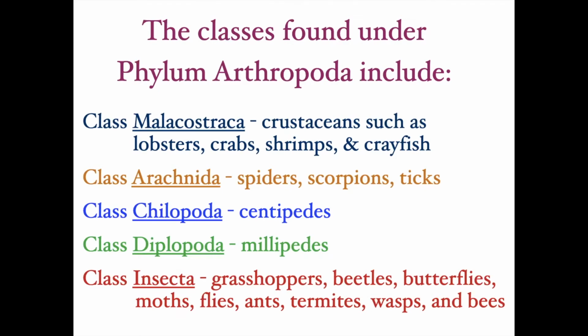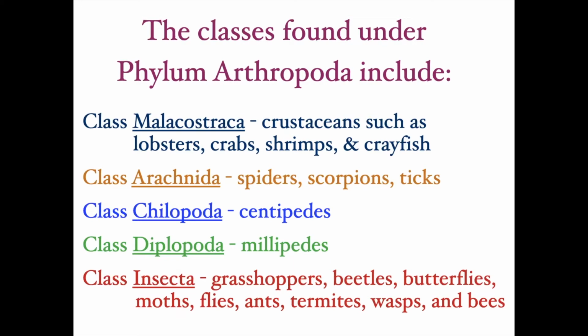The first class is Malacostraca, or crustaceans. This includes aquatic arthropods, such as lobsters, crabs, shrimp, and crayfish. Then you have arachnids. Now, arachnids include spiders, scorpions, and ticks, and these arthropods have 4 pairs of legs. Then we have class Chilopoda, which are centipedes, which has 1 pair of legs per body segment, and then Diplopoda, which is millipedes, which has 2 pairs of legs per body segment.